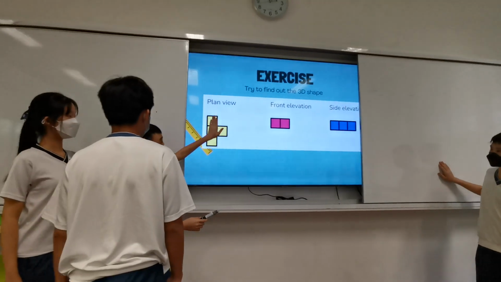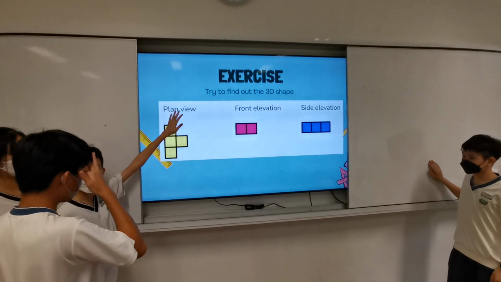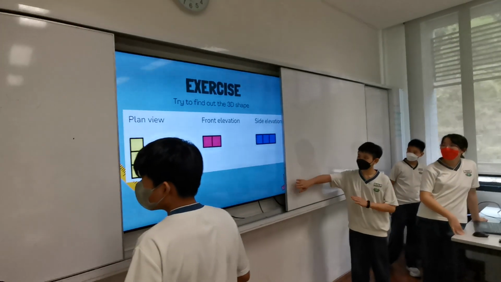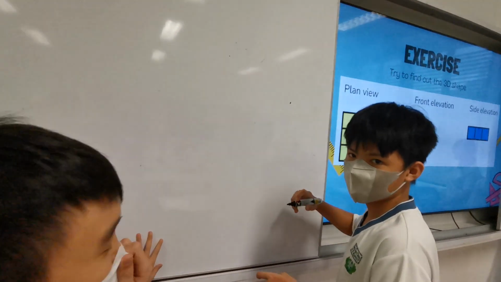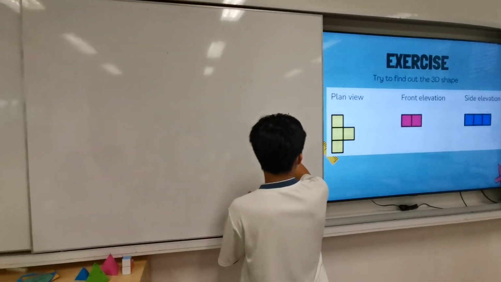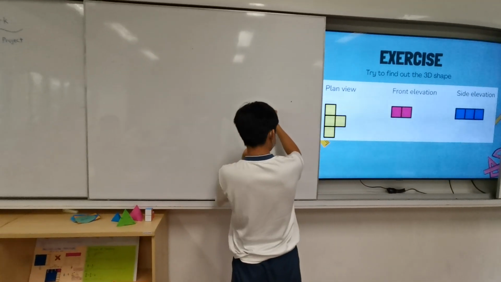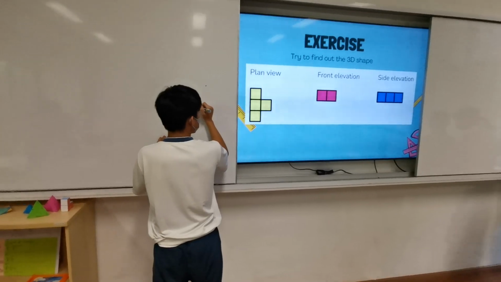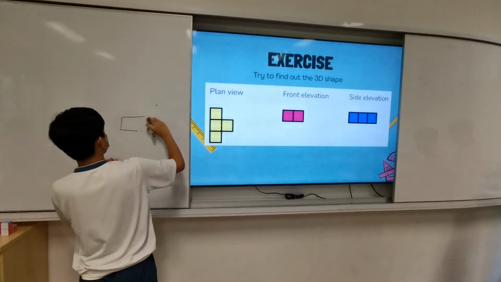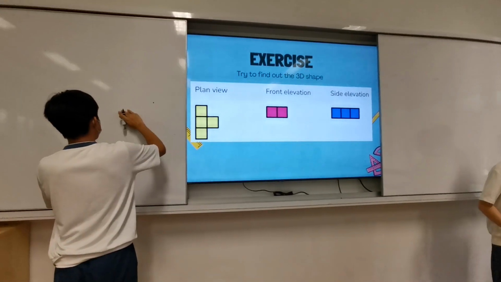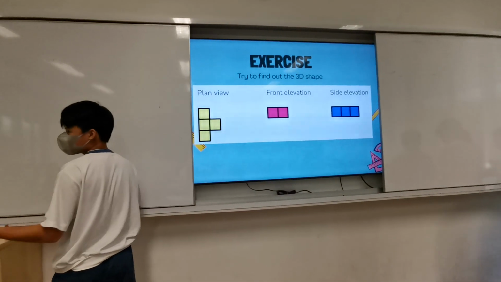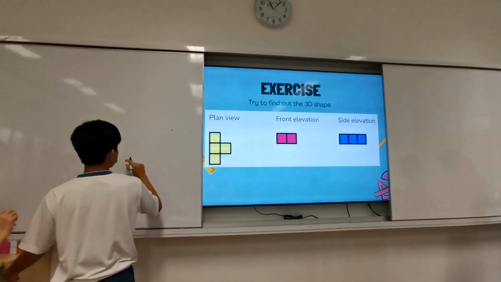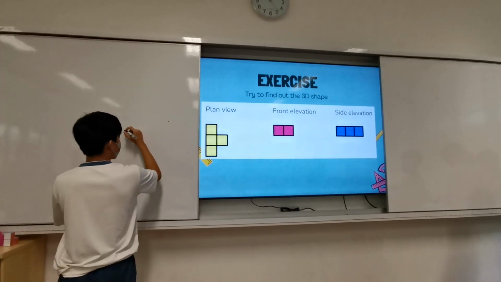So the plan view, the front elevation, the side elevation, the front elevation, the 3D object. They are the same object. It's just from different views.